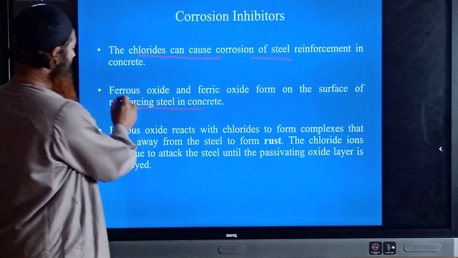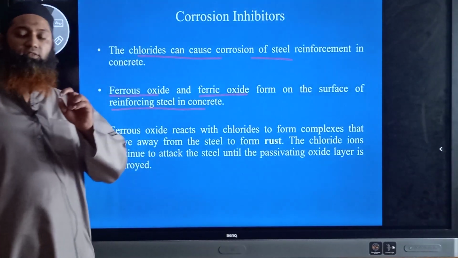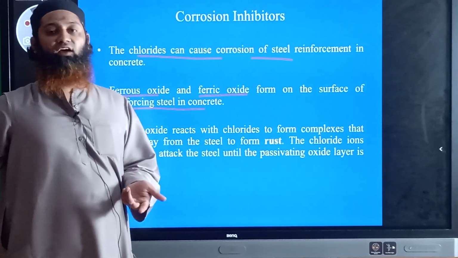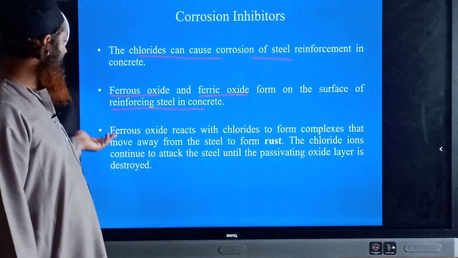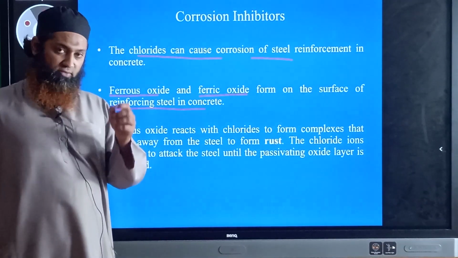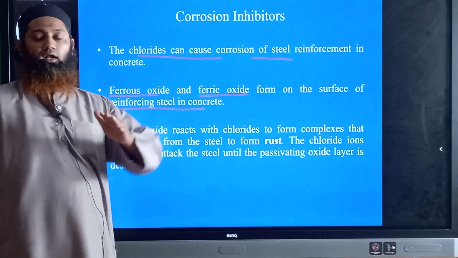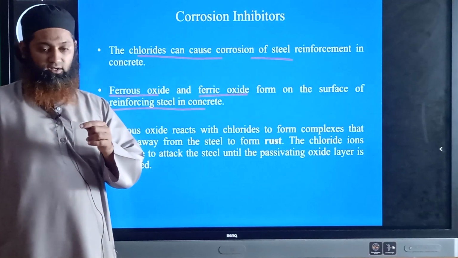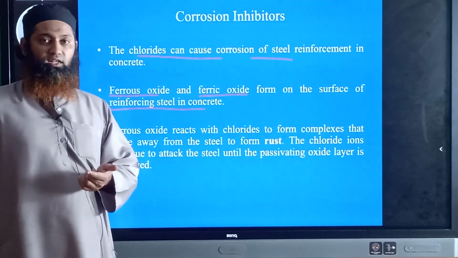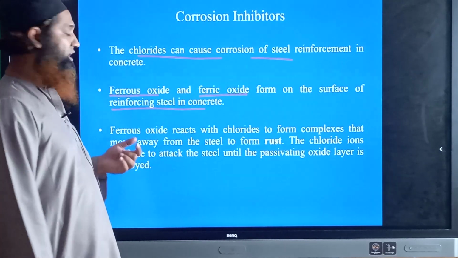So what forms? That is ferrous oxide and ferric oxide. A layer is formed on the surface of the steel. What we have to do is come up with something where we can reduce the formation of this layer of ferrous oxide or ferric oxide. This layer has to be removed from the reinforcing steel. If we don't remove this layer, what will happen? The whole steel will be corroded and thereby the strength of the concrete will be reduced.